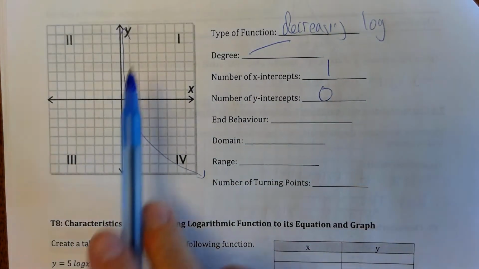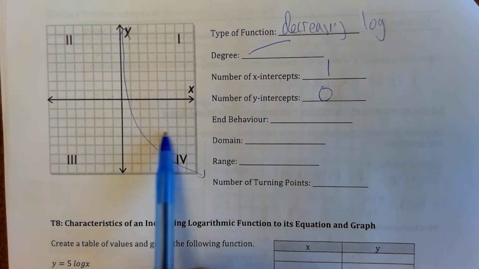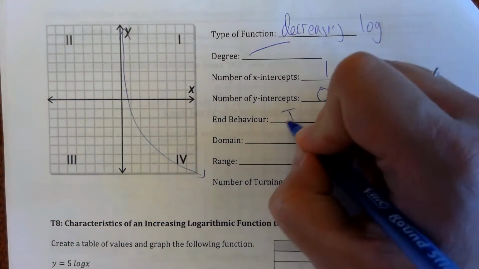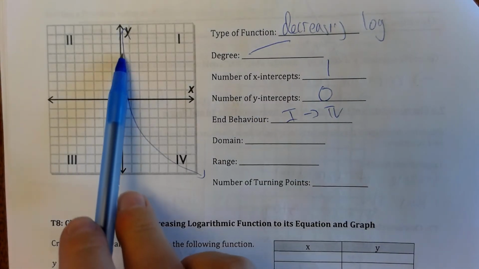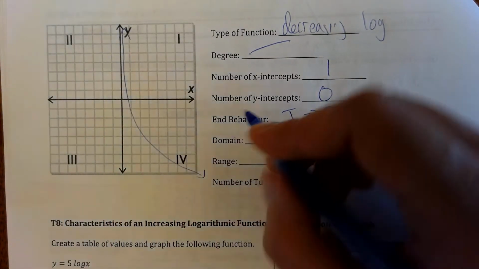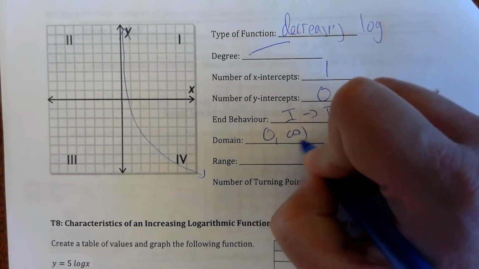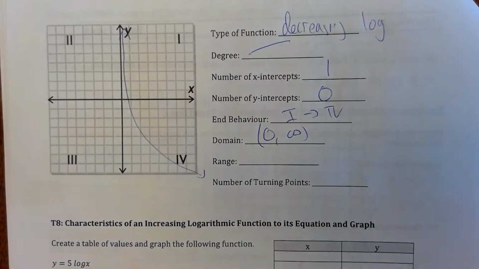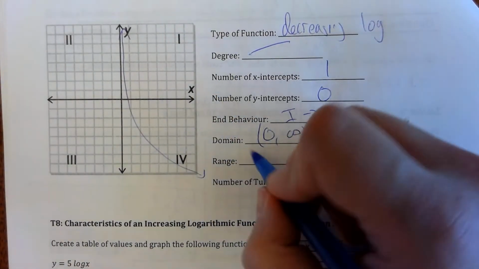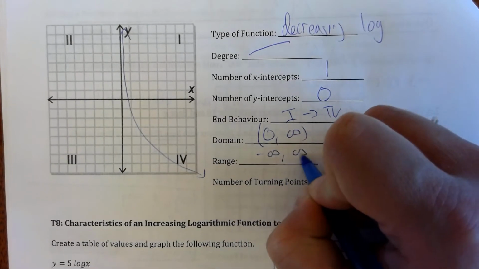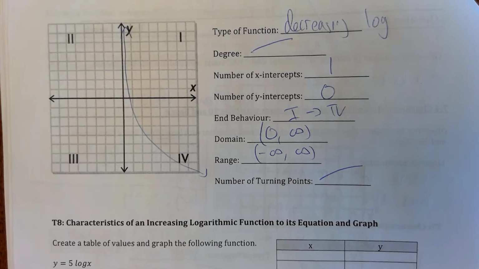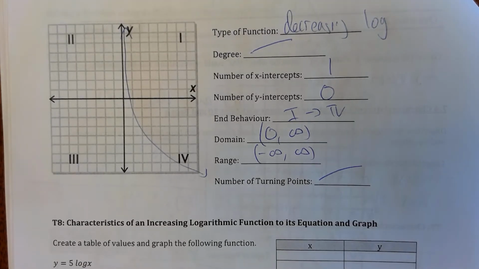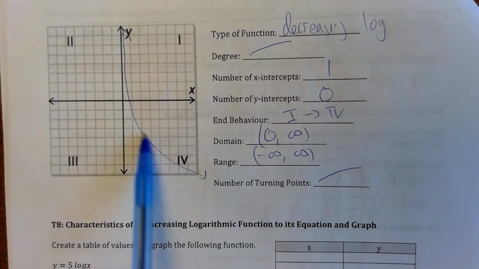The end behavior this time, looking at the left, we're going to start in 1 and end in 4. So 1 to 4. Domain, okay, 0 still to positive infinity. Neither of those are inclusive. And range, negative infinity to positive infinity. So those stayed the same, didn't they? And turning points, yeah, we just don't really talk about that.